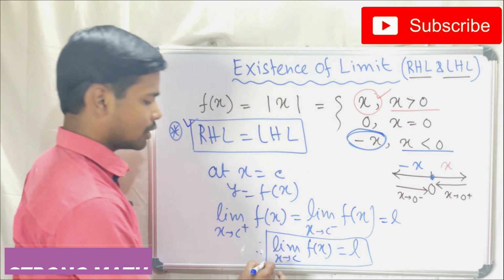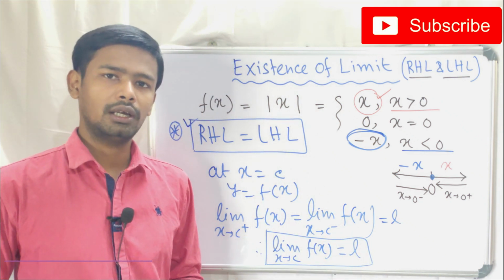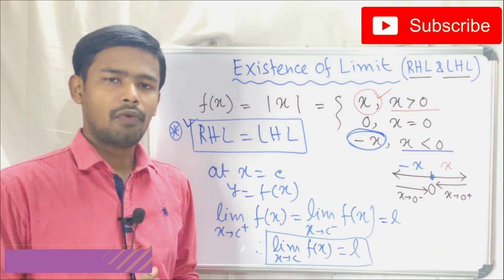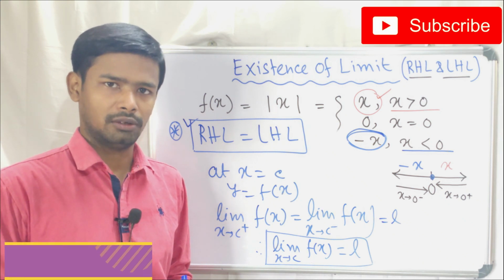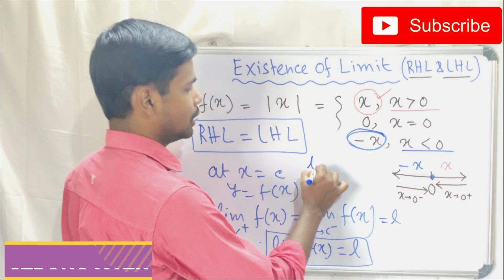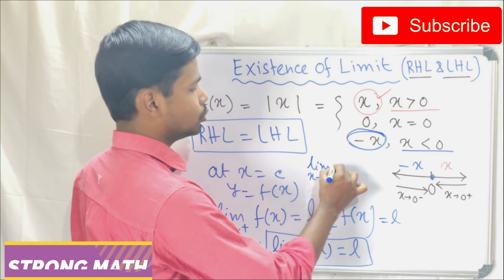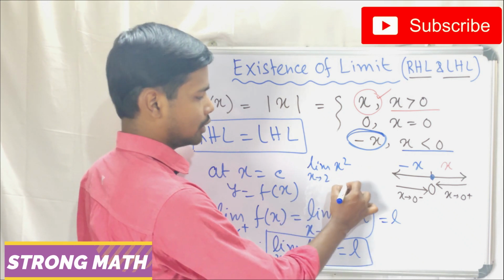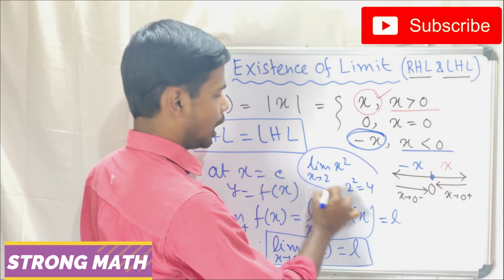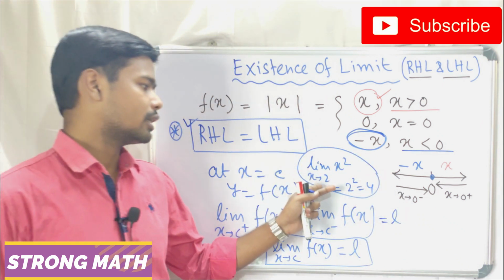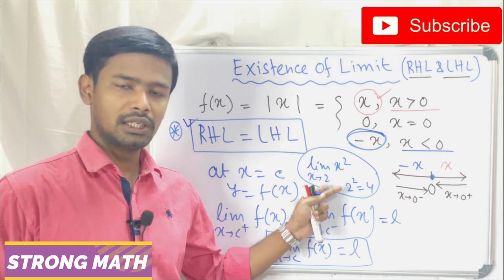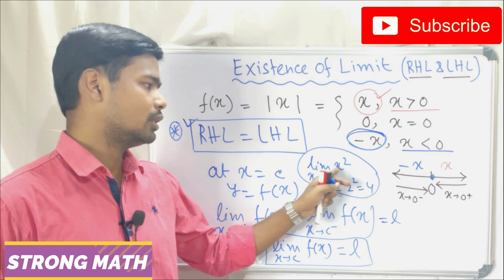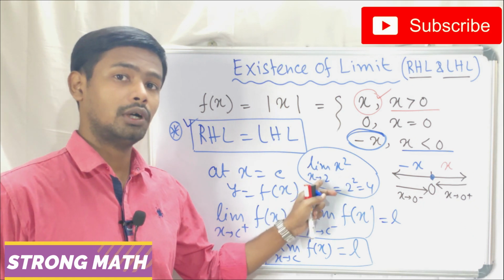Remember, in the previous video, part 1, I gave two or three examples of how to find the limits of a function. For example, the limit as x tends to 2 of x square. We can easily put x equals 2 here, and we get 2 square equals 4. So we write the limit as x tends to 2 of x square equals 4, because in this case the right hand limit of this function at 2 and the left hand limit at 2 are both equal to 4.